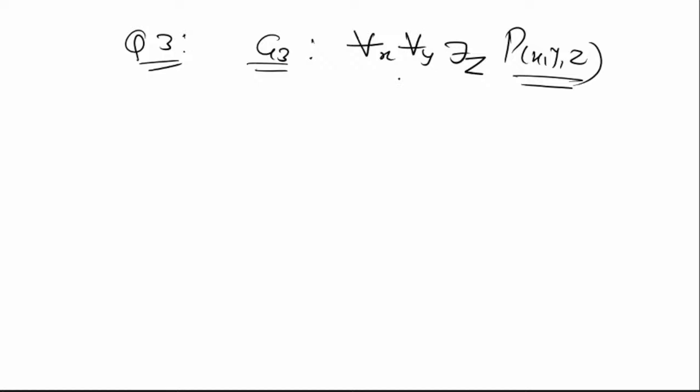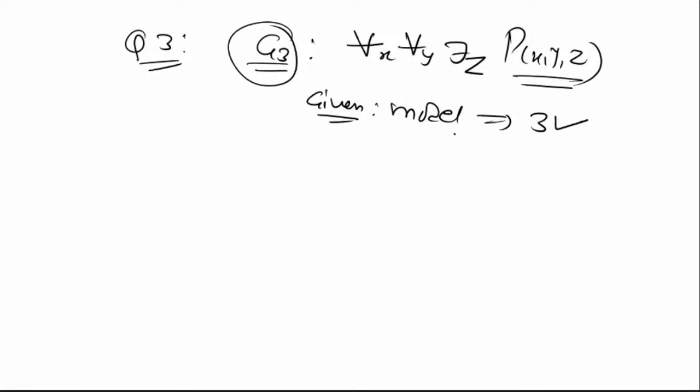For example, consider this formula G3: for all x, for all y, there exists z, p(x, y, z). Now for this formula, assume that it is given to you that there exists a model of size 3. Now, my question is, can we guarantee that there will exist a model of size 2?